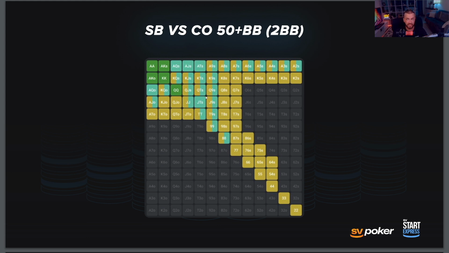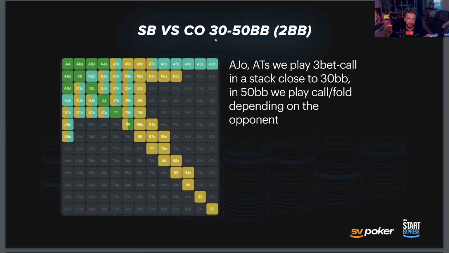At 50 plus big blinds, we want to 3-bet very many hands. It will be suited aces, suited Broadway, and we have some off-suited combinations, King Queen, Ace Jack, and of course you can cold call these off-suited Broadway hands. At 30 to 50 big blinds, we 3-bet suited Broadway. We cold call a lot. Suited aces are the perfect candidate to do it. About 3-bet calling.